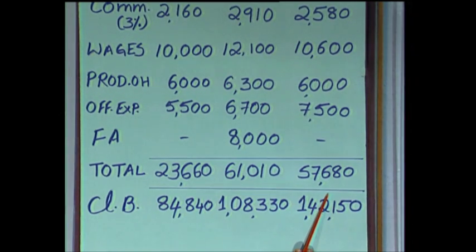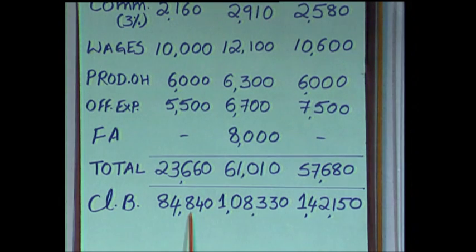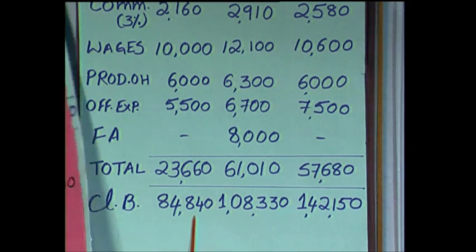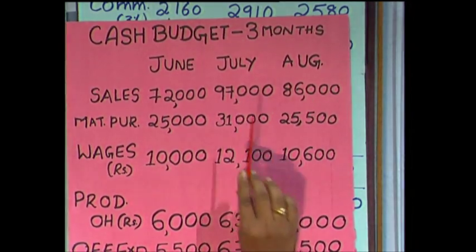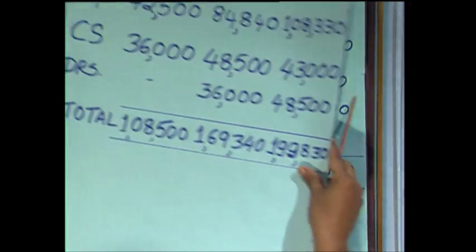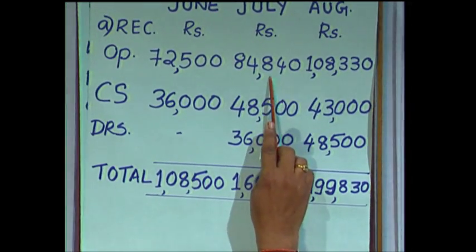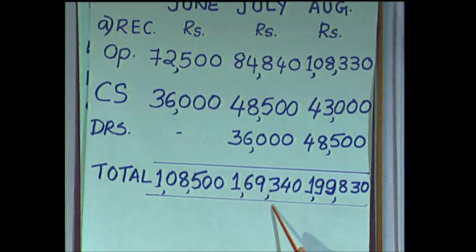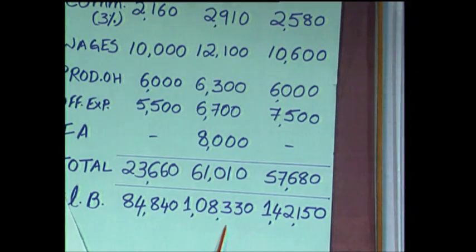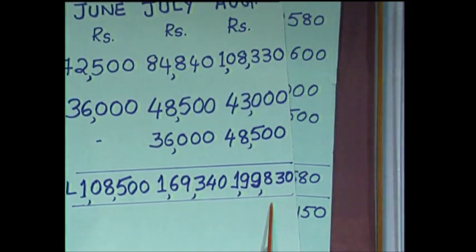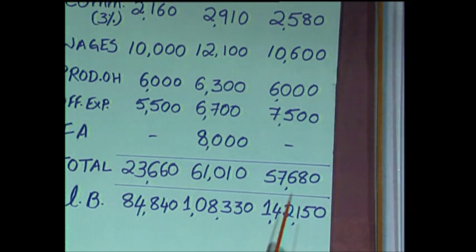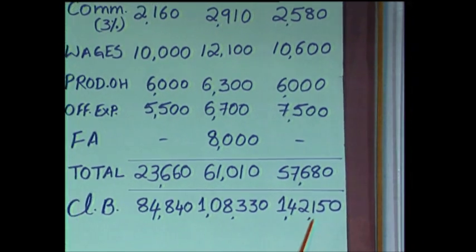We have already calculated receipts. Now, receipts minus payments is 84,840 for the month of June, which is the closing balance, and it becomes the opening balance for the month of July. For July, we have the opening balance of 84,840. Now add the receipts of July and subtract the payments of July, and we get the closing balance for July, which becomes the opening balance for August. Add the receipts of August and subtract the payments of August, and you get the closing balance. So, this is how you are going to prepare the cash budget.